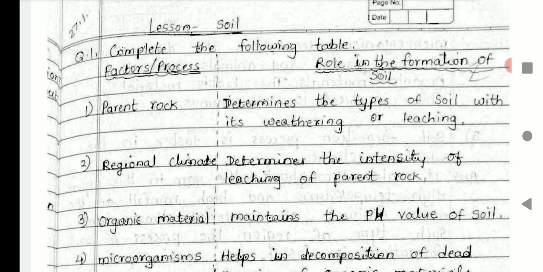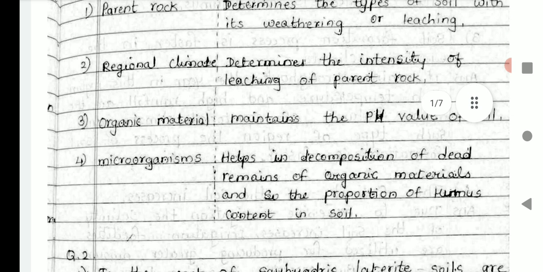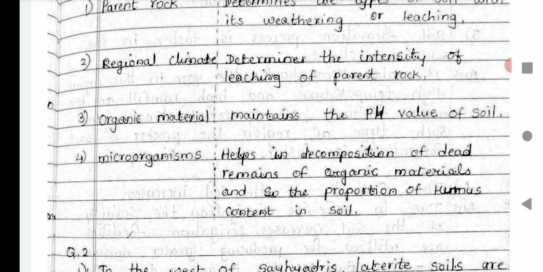with its weathering or leaching. Second, regional climate determines the intensity of leaching of parent rock. Third, organic material maintains the pH value of soil. Fourth, microorganisms help in decomposition of dead remains of organic materials and so the proportion of humus content in soil.